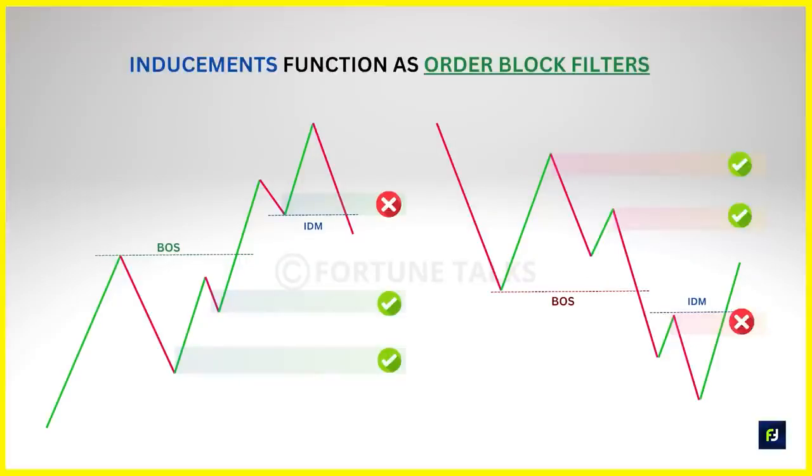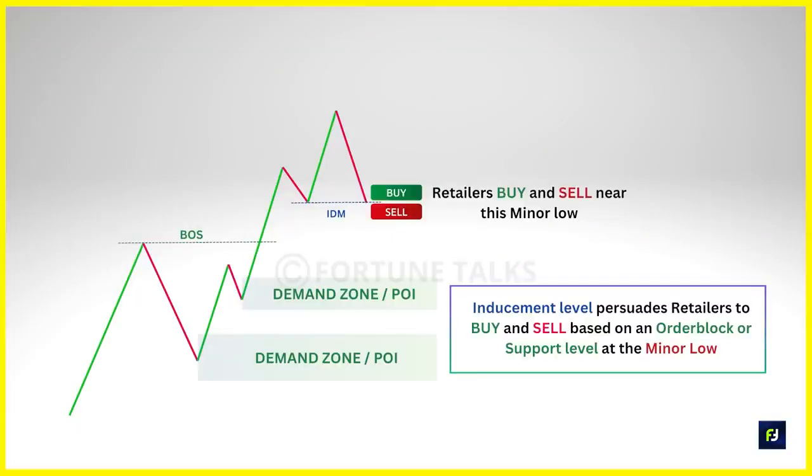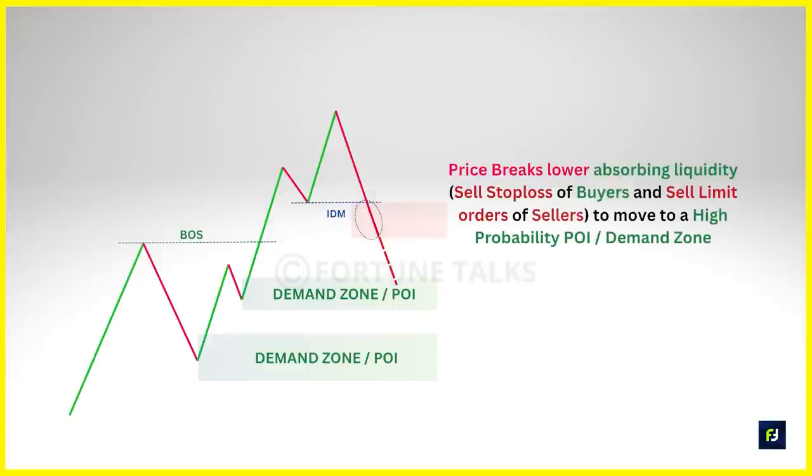Inducement is also used as an order block filter. The idea is that inducement levels are considered as smart money traps because they induce retail traders to take a short trade from an inducement level which is above the price of interest or demand zone during a bullish market structure, thereby making them trade in the wrong location as well as in the wrong direction.